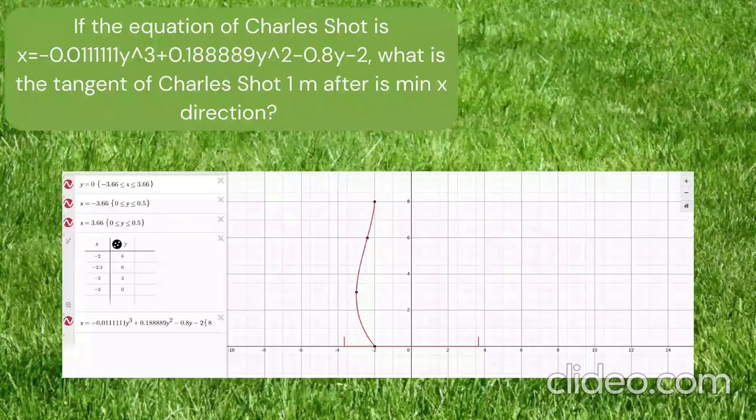If the equation of Charles' shot is x equals, look at all that. What is the tangent of Charles' shot 1 meter after its mid-x direction? It's a great question, and it must have been really important to Charles when scoring this goal. I did one of the number graphs for Desmos, and it gave me this really ugly equation. But I really wanted to hit these points, because I feel like it makes the most logical sense. Should not have done that. It was a pain to solve.